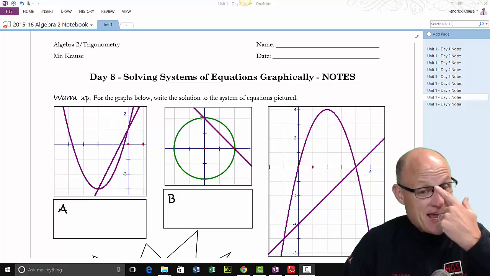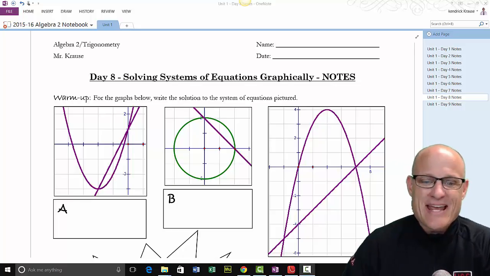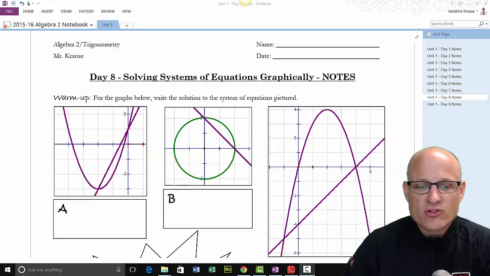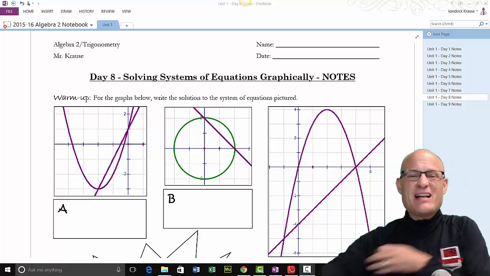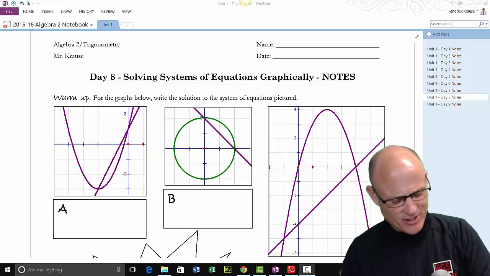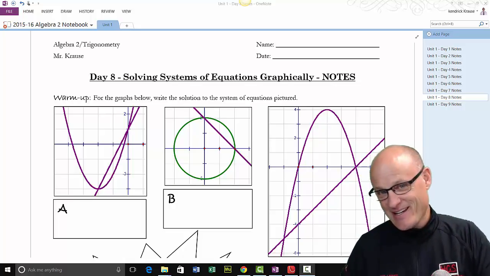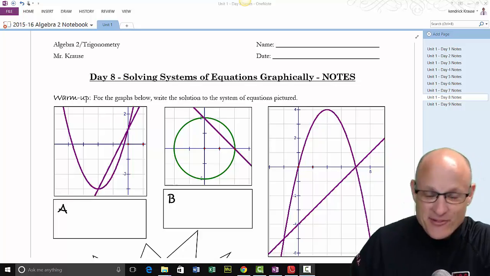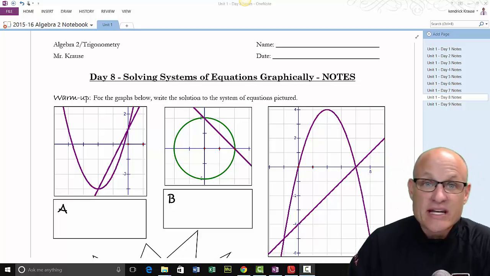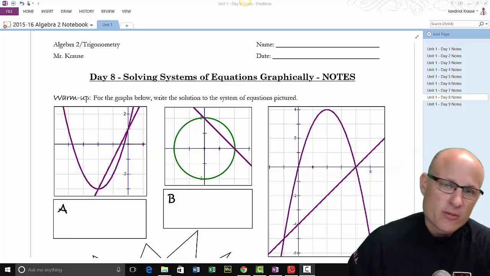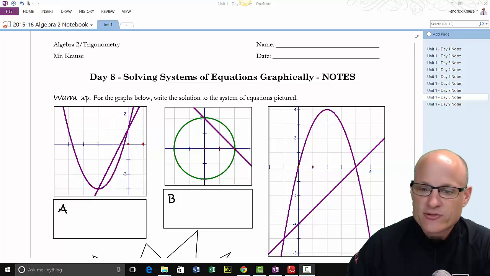Anyway, here we go. This is day 8 of Unit 1. We are going to solve systems of equations graphically, using our graphing calculator as a tool, as well as algebraically. This is going to be such a fun day. None of this is new. It's all straight from algebra. The calculator part's a little bit new, so pay attention.